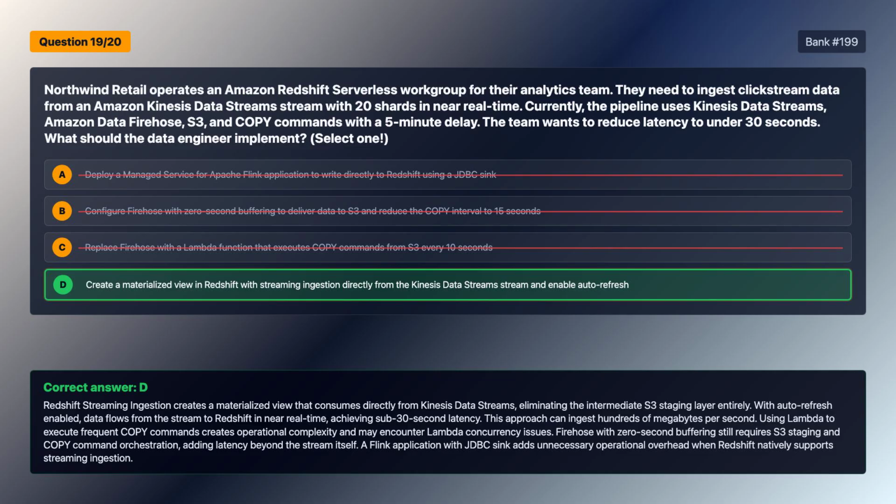Using Lambda to execute frequent COPY commands creates operational complexity and may encounter Lambda concurrency issues. Firehose with 0-second buffering still requires S3 staging and COPY command orchestration, adding latency beyond the stream itself. A Flink application with JDBC sync adds unnecessary operational overhead when Redshift natively supports streaming ingestion.